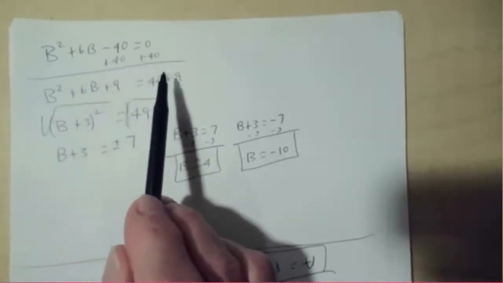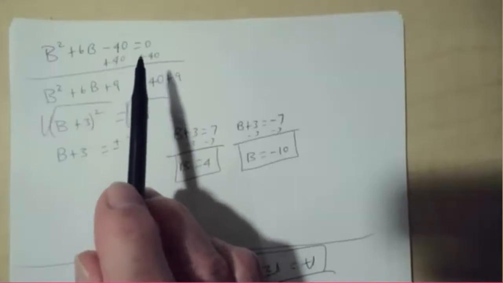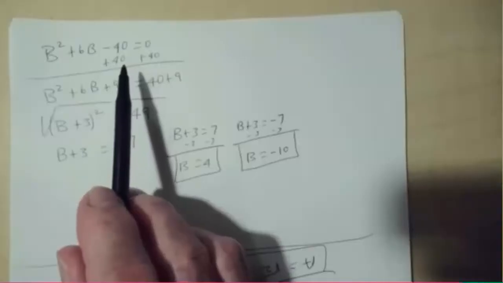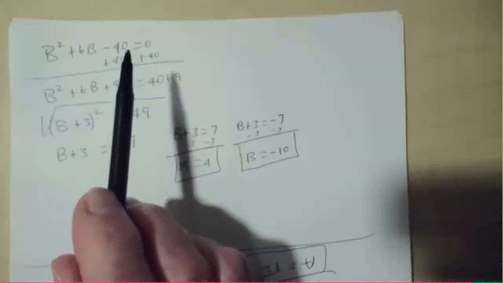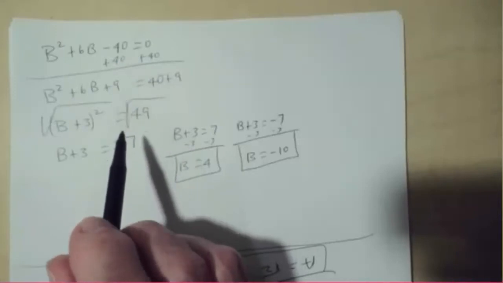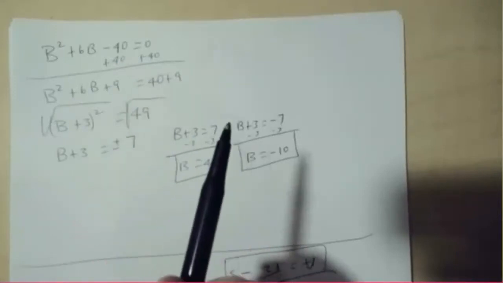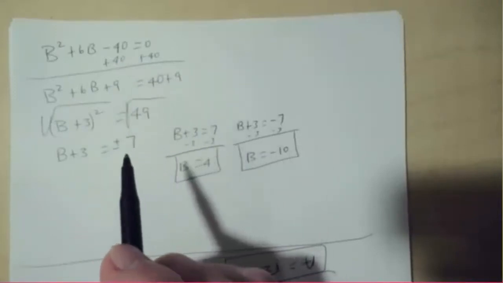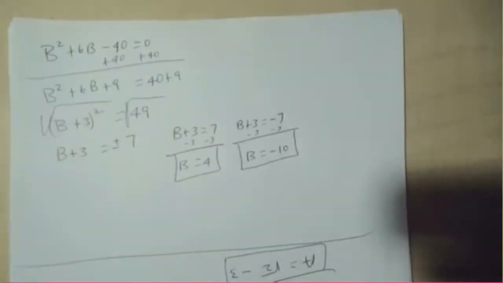Okay, again, what we do here is we move the constant to the other side. Take half of the linear term, square it, and when you add it to one side, you have to add it to the other side.